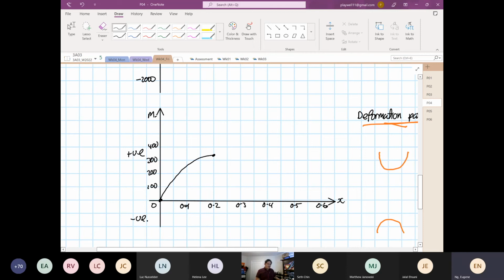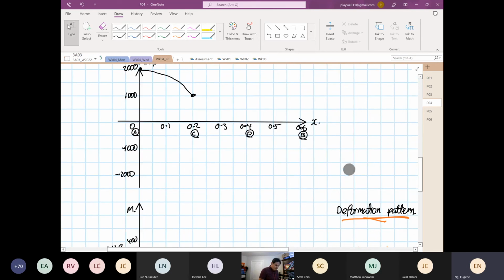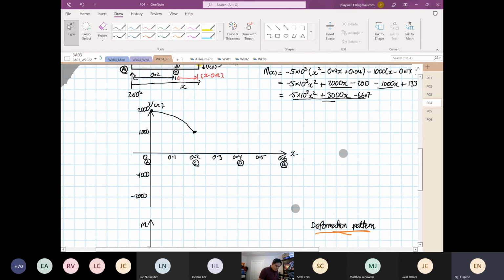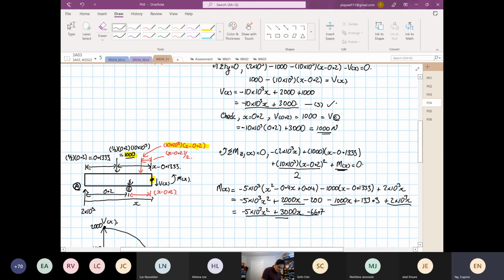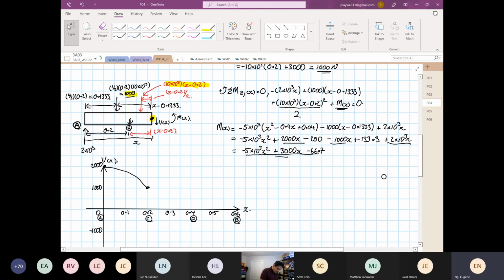Okay. And then we will now plot between point C to point D. So if we look at point C to point D, we are going to look at this equation. Okay. This equation is a linear equation. It's a linear equation. So when x is at point D, it will touch 0. Okay. So it's going to be a straight line.